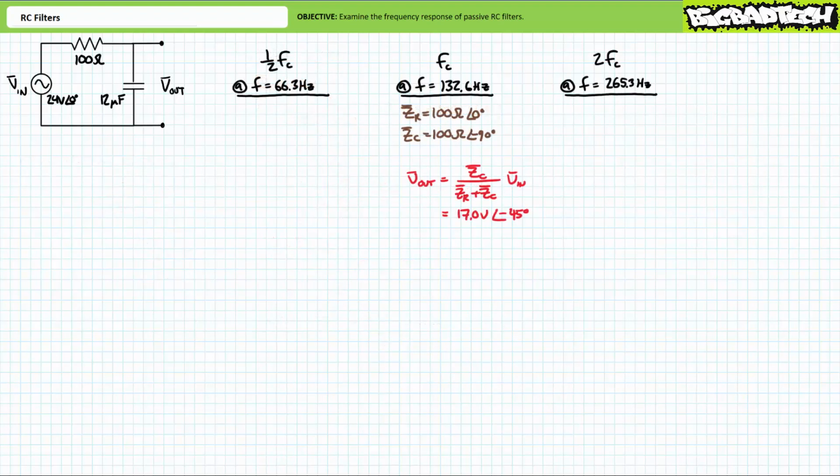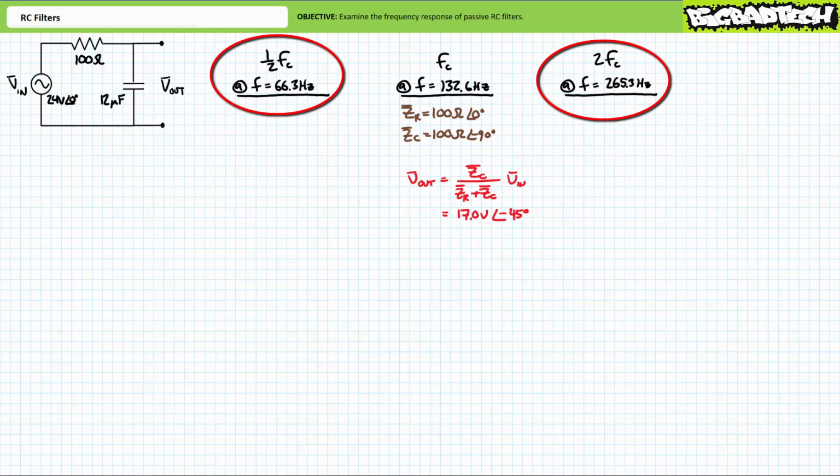As an exercise to the viewer, I invite you to solve for the voltage across the capacitor, i.e. our property of interest output voltage at 66.3 Hz and at 265.2 Hz, respectively half and twice the critical frequency.